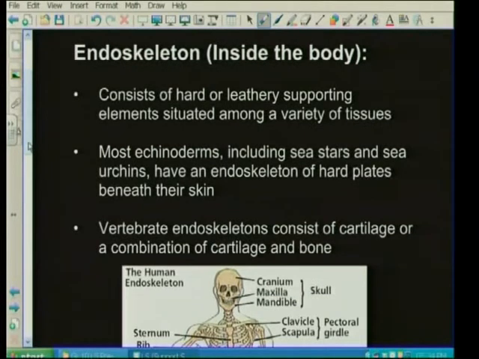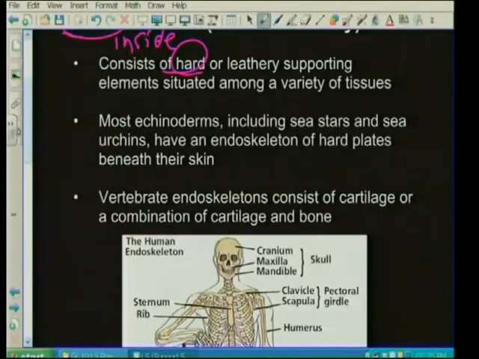The endoskeleton, endo in life science, would mean inside. And the endoskeleton is found inside the body. The best example for us would be ourselves. Our skeletons are found inside our body. We will deal more about our skeletons a little later. First of all, it contains hard or leathery supporting elements which are found in a variety of tissues.